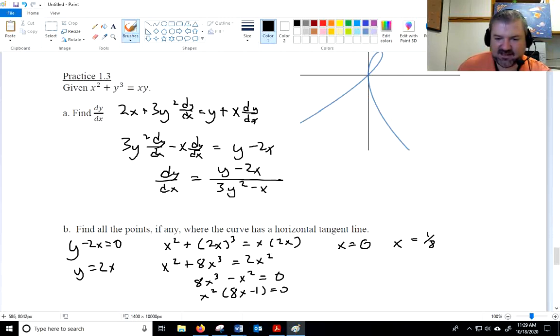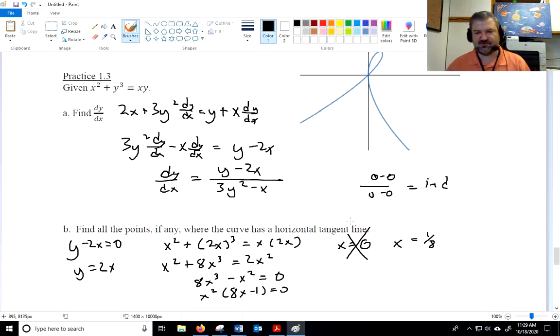Well, if x equals 0 and y is equal to 2x, we'd actually get 0 over 0. So let's take a look at that. So I'm going to plug in 2x for y, which would be 0. So I'd have 0 minus 0 over 0 minus 0. Well, that's indeterminate. So I'm actually going to throw this one out as a solution because that's not actually going to do anything. And we can see that from the graph. So instead, it looks like the only horizontal tangent line is going to occur at x equals 1/8.